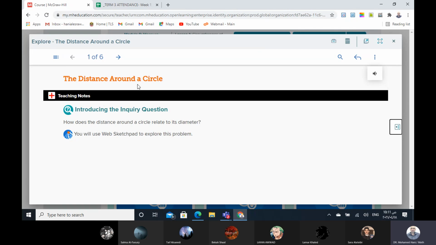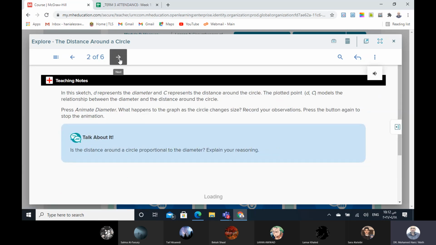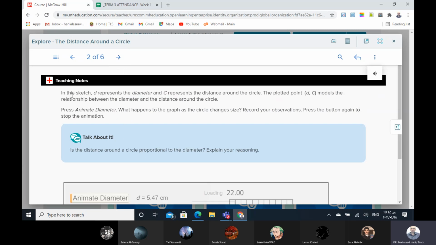What's the meaning of the distance around the circle? The distance around a circle. In the sketch, D represents the diameter, and C represents the distance around the circle. The plotted point, D, C, models the relationship between the diameter and the distance around the circle.